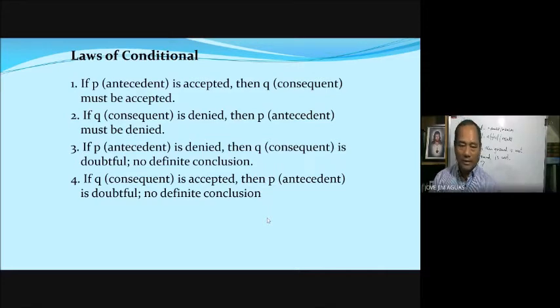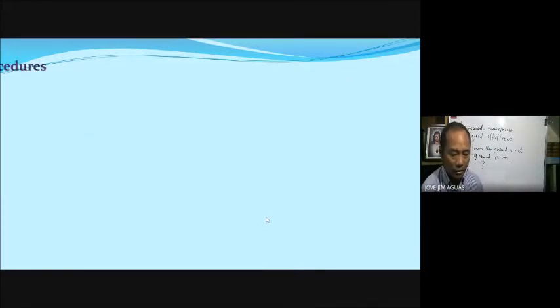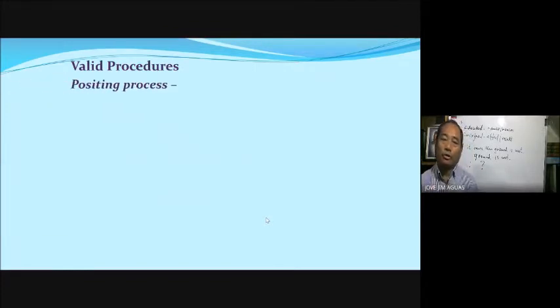Okay? So I hope that's clear. Those are the basic rules of the conditional. Okay? Now let's move on. Following these rules, there are two valid procedures or processes of deriving a valid conclusion.